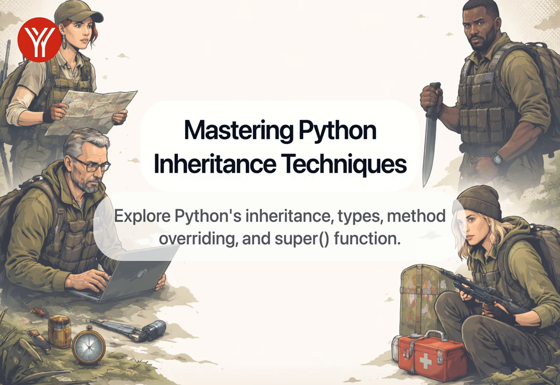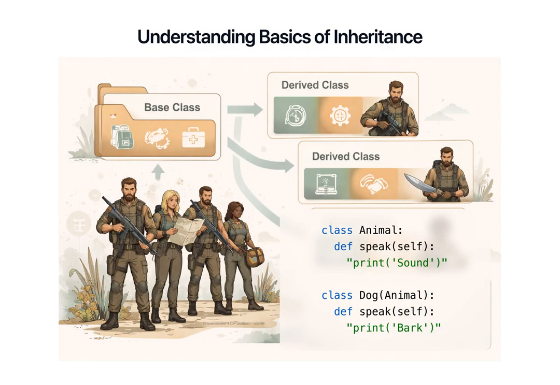Python programming language. Inheritance. Explore Python's inheritance, types, method overriding, and the super function. Inheritance allows a class to use attributes and methods from another class, known as the base class. This enables code reuse and the creation of a hierarchical class structure, where derived classes can extend or modify the behavior of the base class.